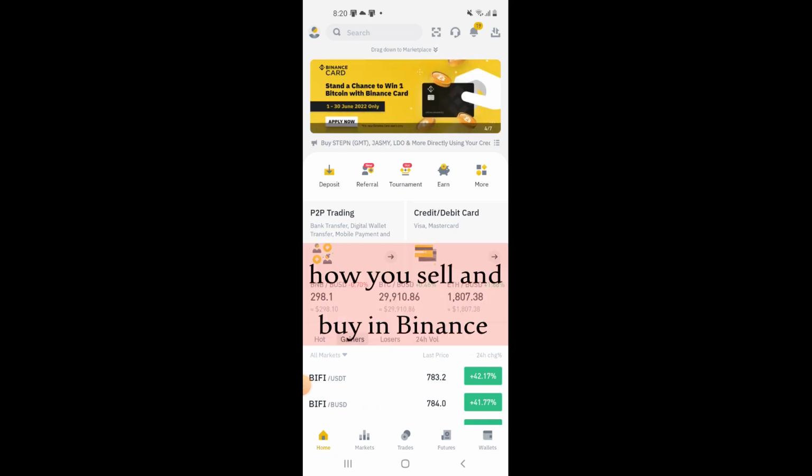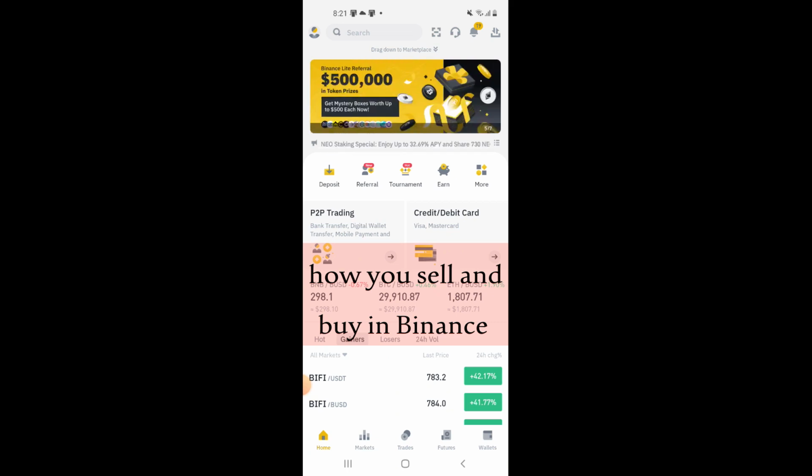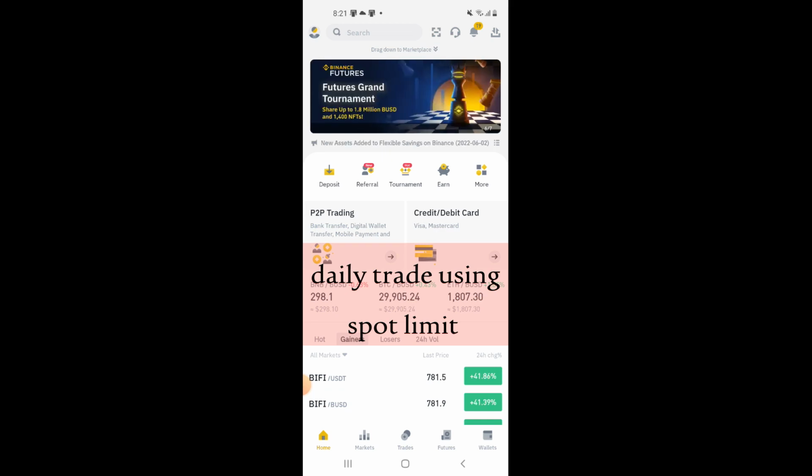In today's video we're going to talk about how you trade in spot wallet as a daily trading or weekly trading, whatever you want, but you want to trade with your coins. How you sell and buy in Binance account.